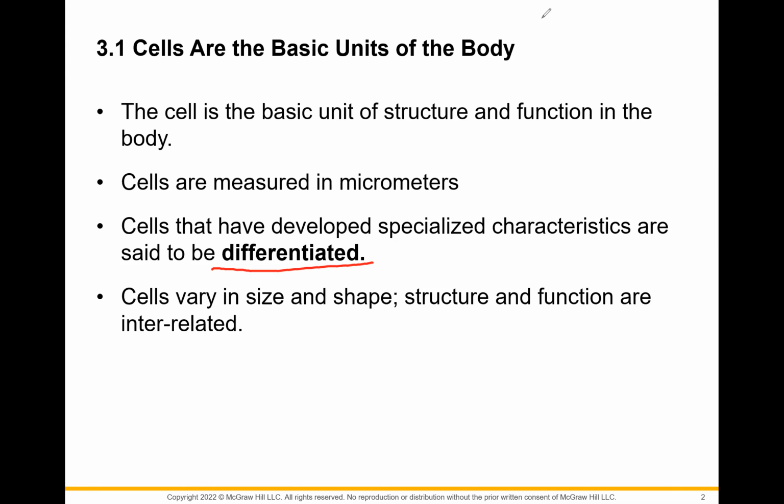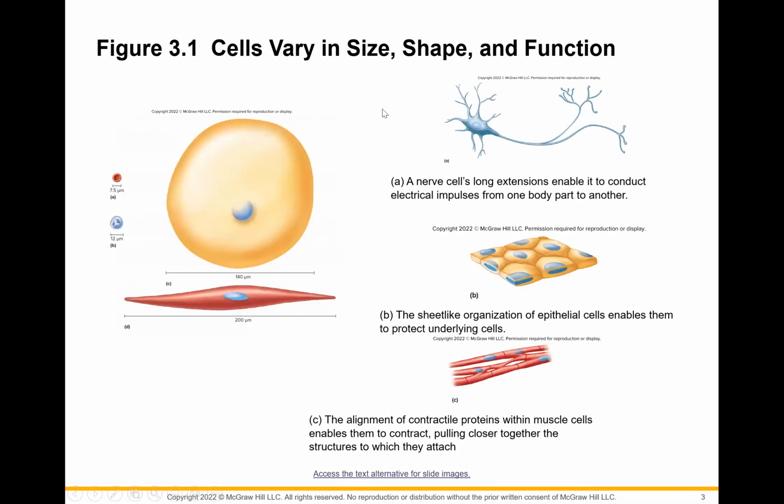Another thing to keep in mind is that although we have several different types of cells, they vary in size and shape because, remember, their structure is going to relate to their function. How they look is going to determine how they play a role within our bodies. So this is just to give you an idea of what to expect in terms of cells.